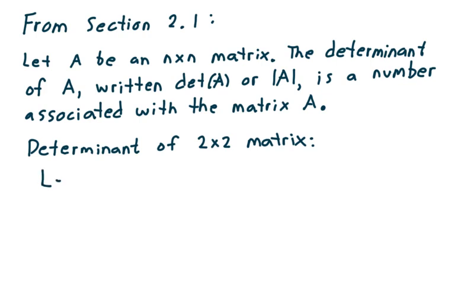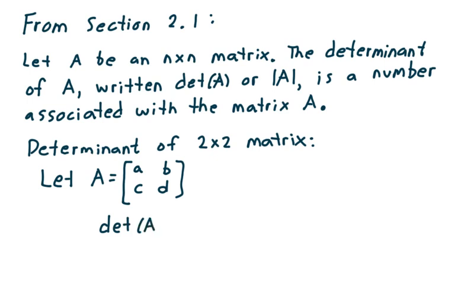So what I'm going to do is let A equal the matrix in which the entries in the first row are A and B. The entries in the second row are C and D. And I want the determinant of A. So the determinant of A is equal to A times D minus B times C. So notice I multiplied the entries along the main diagonal and multiplied the entries along the other diagonal and subtracted the results.